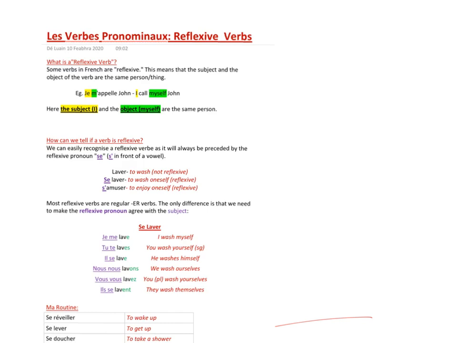So, what is a reflexive verb? That's what we're going to be looking at today. And also the topic that we're going to be looking at is being able to describe your morning routine. And you'll see as we go on that these verbs are used very commonly for that.